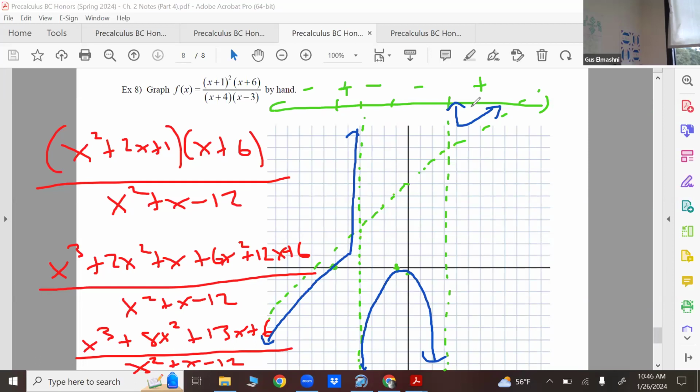Guys, with slant asymptotes, just like horizontal asymptotes, we're all about the ends of the graph, as x approaches positive infinity. You can cross it across the middle. 100% you can.